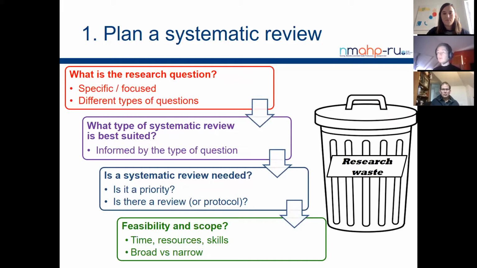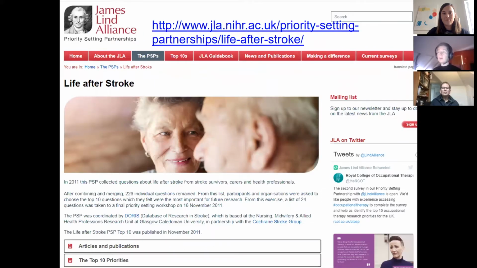There's a number of resources and places that you can turn to answer those questions. So within the UK, for looking at whether things are priorities, there's an organisation called the James Lind Alliance, which works to identify the shared priorities of patients, carers and health professionals in a number of different healthcare areas. I was actually involved myself in a James Lind Alliance priority setting project looking at priorities for life after stroke. And you can find the priorities that were identified in that project on the website here.